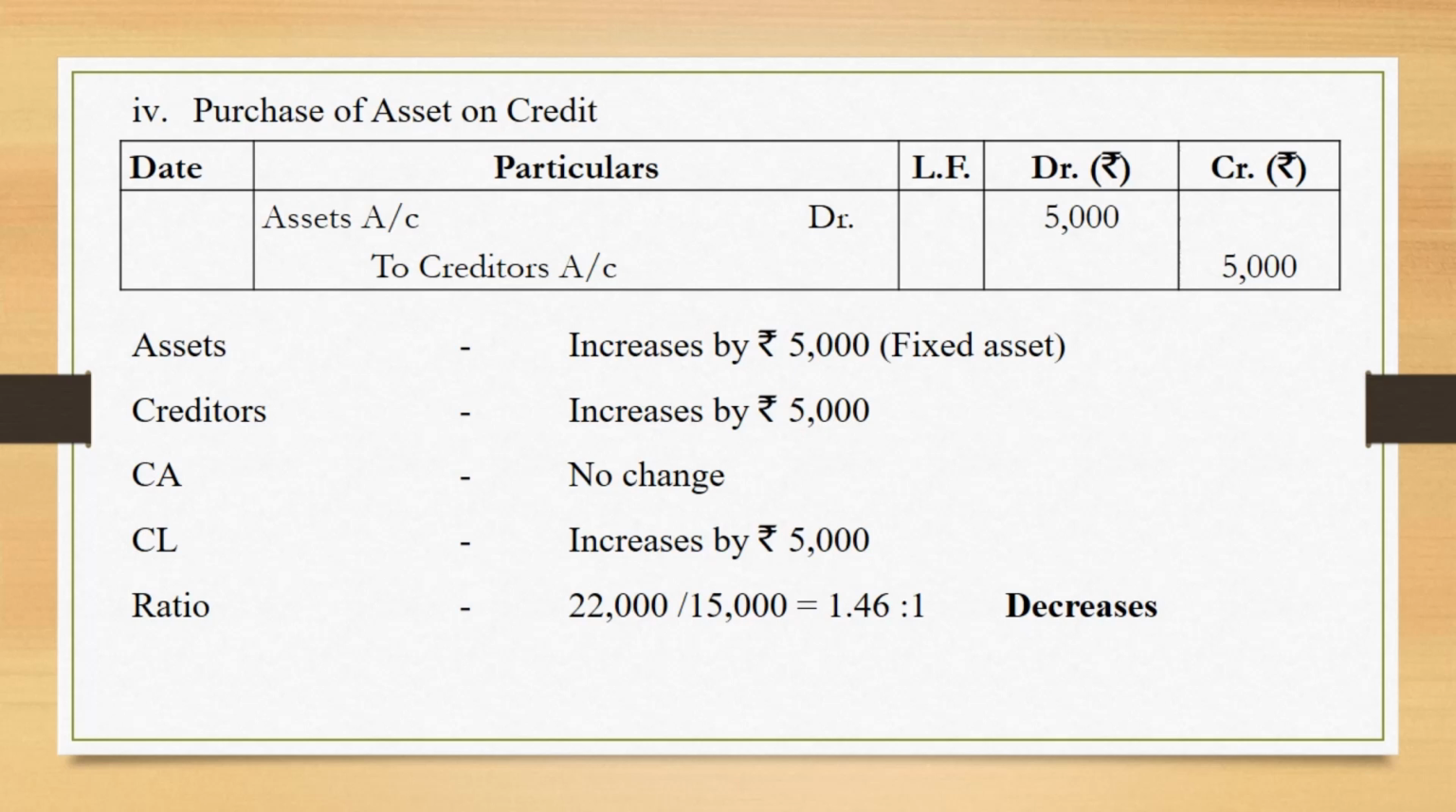But over here we are discussing the current assets and the current liabilities. Purchase of fixed assets will in no way affect the current asset. So there is no change in current asset. But current liability increases by 5,000. So you can see the values over here, current liabilities and current assets. Current assets remains as it is, 22,000, but current liability increases by 5,000, so that's 15,000, and so the ratio will be 1.46:1. So basically the ratio decreases because of this particular transaction.